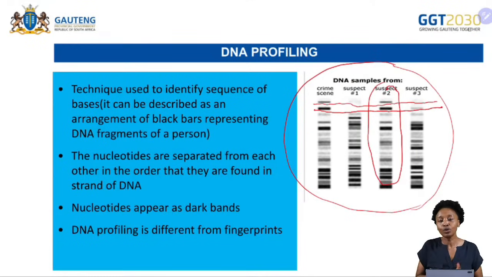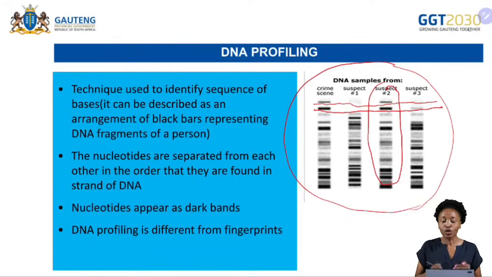But now, how do you respond to this question? Avoid writing incomplete sentences. Remember your answer. You cannot just say the DNA of suspect number 2 matches the DNA that was found at the crime scene. You are not going to get full marks.